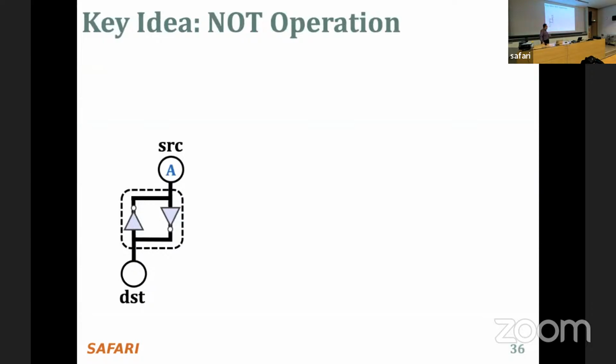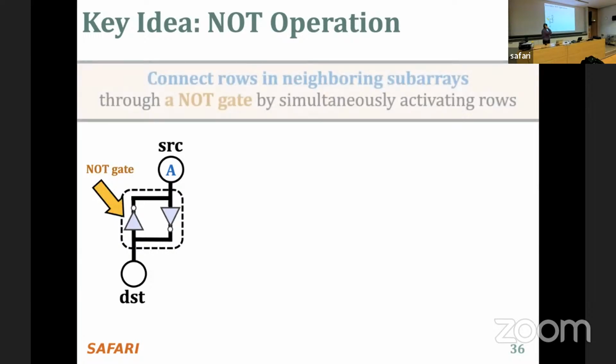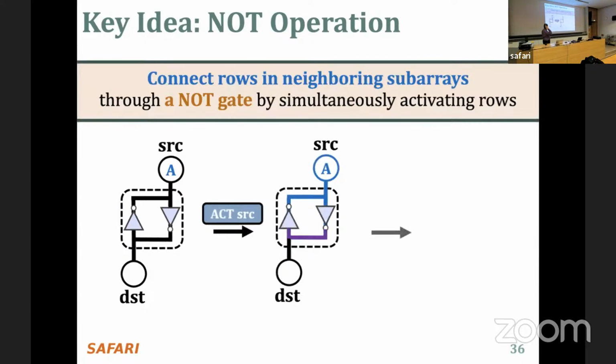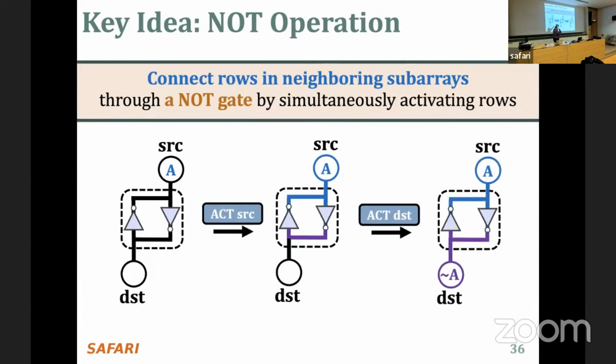The key idea for the NOT operation is that the source row is in one subarray, and the destination row is in another subarray, and these two subarrays share the sense amplifier. In the sense amplifier you have these back-to-back NOT operations. So you activate the source, and when you activate the source, you have the NOT of this source on this line. If you then activate the destination row, you're going to have the NOT of A in the destination row. That's why we can implement the NOT operation. And interestingly, it's not only by this figure; we can do it with real DRAM chips, as was shown in that work.